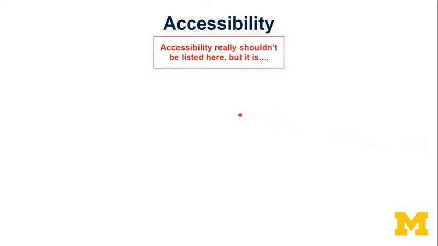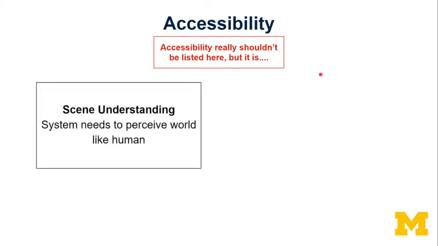We want to talk about, well, the advanced topic of accessibility. Unfortunately, it's here. So let me just say, accessibility shouldn't be listed here. It shouldn't be in the advanced topics lecture. Unfortunately, it is, because it does require advanced techniques. It does require actually scene understanding.